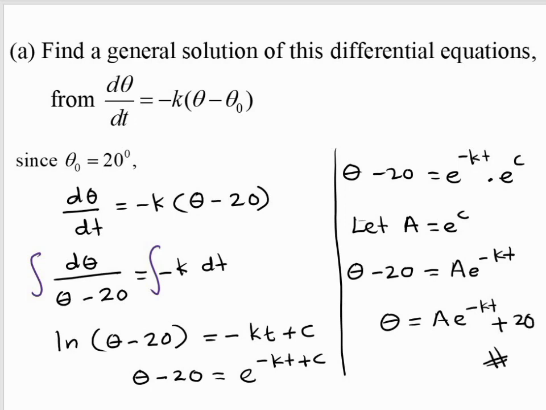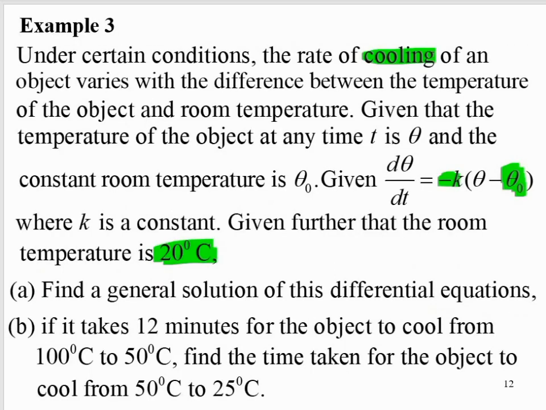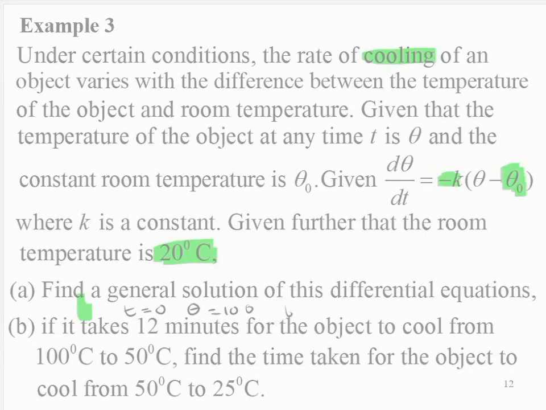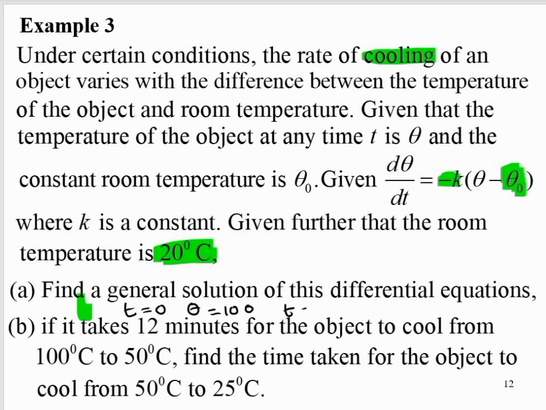And now of course we have to find the value of A and the value of k. So let's look at our question. What is the information given here? If it takes 12 minutes for the object to cool from 100 degrees Celsius to 50 degrees Celsius, that means when t equals 0, theta is 100. And when t equals 12, the temperature cools to 50 degrees Celsius. These are two pieces of information that we can use to find the value of A and the value of k.